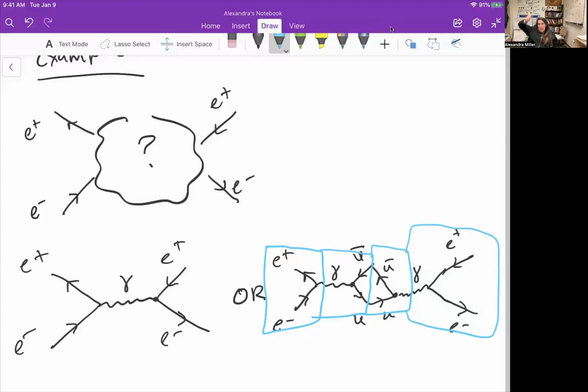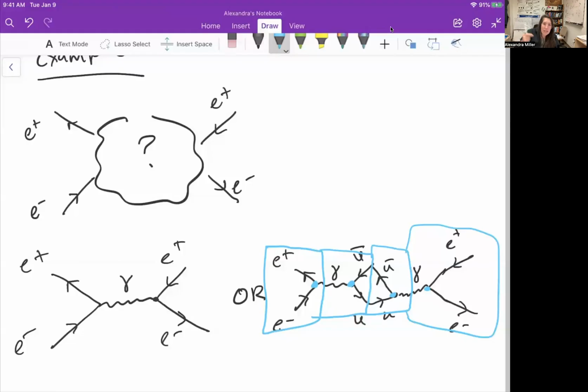But again, ultimately, to calculate these probabilities, each piece of this diagram is going to be associated with some mathematical quantity. And in particular, each of these vertices, which is like the dot at the center, is going to carry a factor associated with the strength of the interaction. And so these are all electromagnetic vertices, and they're going to be proportional to the strength of the electromagnetic force, which is actually a weak force.